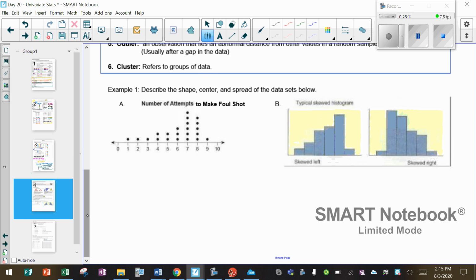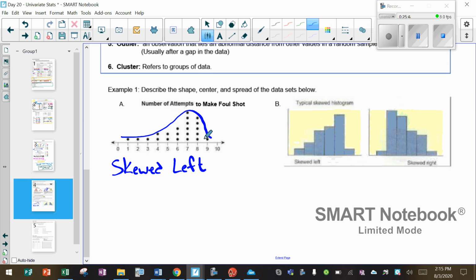All right, so let's describe the shape, center, and spread of the data sets below. So this first one, if we trace along the top, this is stretched or pulled down to the left. So this is skewed left. The center, if you think about trying to balance this on your finger, would probably be somewhere around 5. Now, because this is a dot plot, we could find the actual mean. We can find the median because we could do the middle number, and we can find the mode.